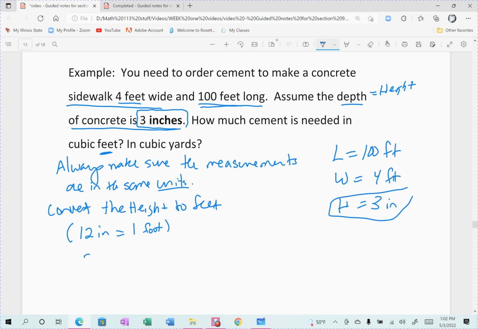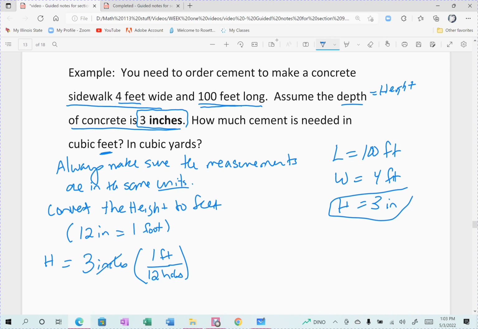All right, so we'll start with 3 inches as the height, right? The height is in 3 inches. We use our conversion factor. We want to get rid of inches, so you put 12 in the bottom because we want to cancel out inches. The foot in the top because we want to keep feet, so inches cancel.